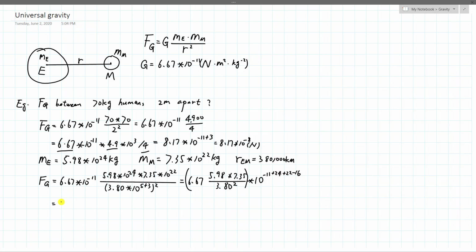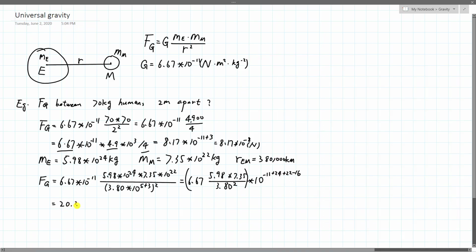Okay, so this is 20.3, and then times 10 to the, okay, so I'll do this, 24, okay, minus 16, that's, sorry, that isn't right, it's 8. So 8 plus 22 is 30. So 30 minus 11, that is 19. So it's positive 19. 10 to the 19th power newtons. And I usually just keep a single digit before the decimal.